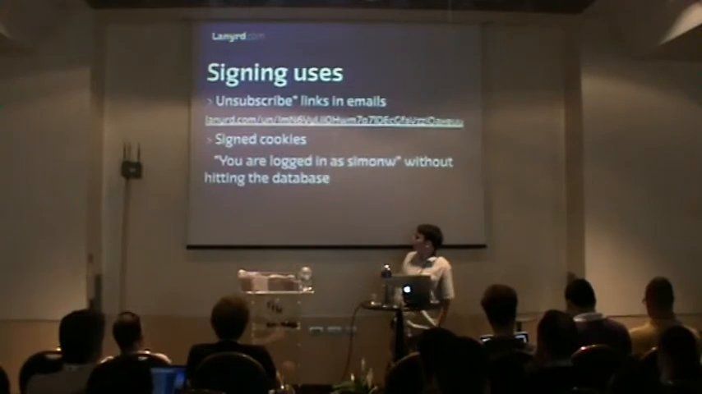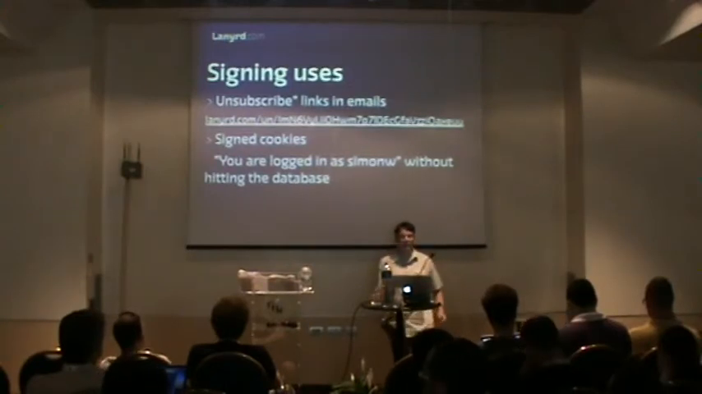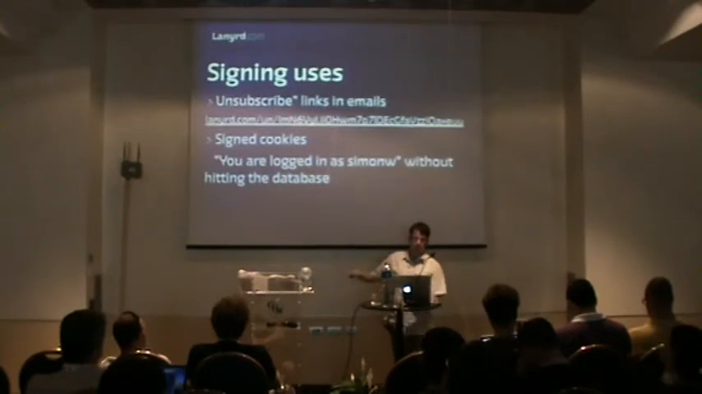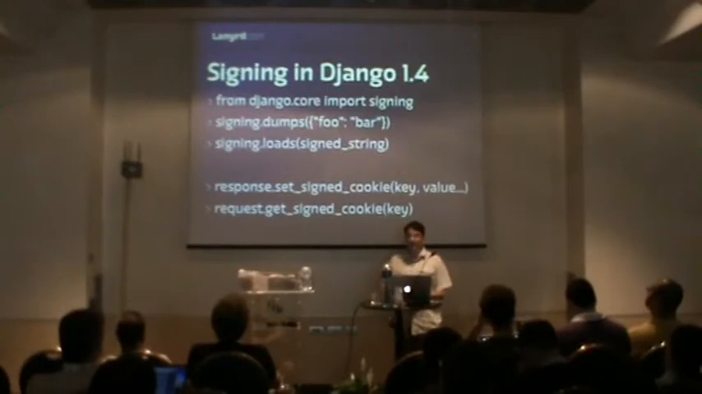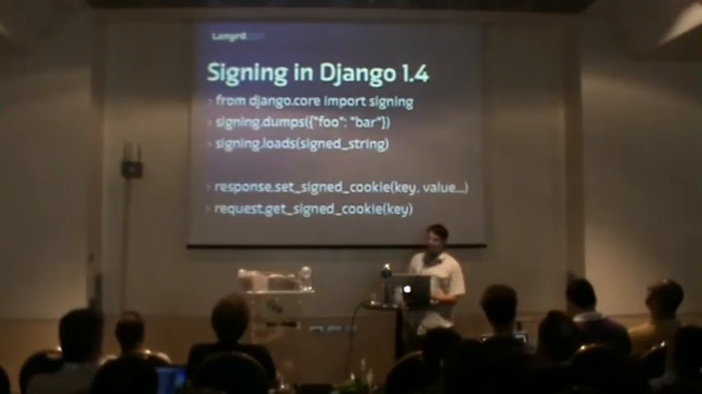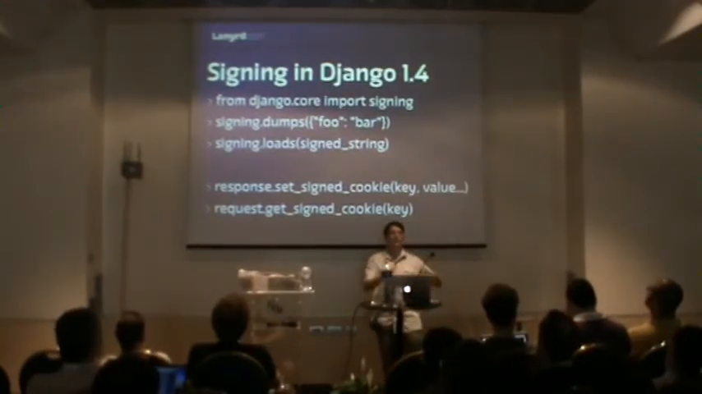So there are a whole bunch of tricks like that which can really help, especially when you're scaling across multiple machines, when you don't want to have all of the state stored in one place just for little features. And like I mentioned, signing is available in Django 1.4. There are various levels of the API. There's a low-level API where you give it a string and it gives you back a signed string.